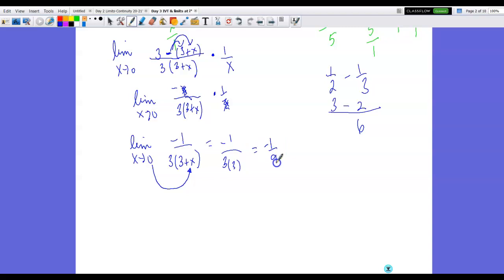So the y value that is being approached, if we had a graph, we would see that the graph is approaching a y value of negative 1/9.